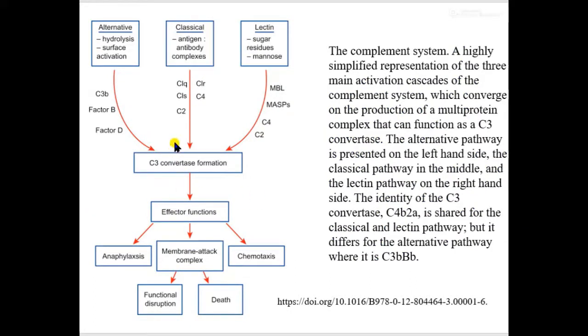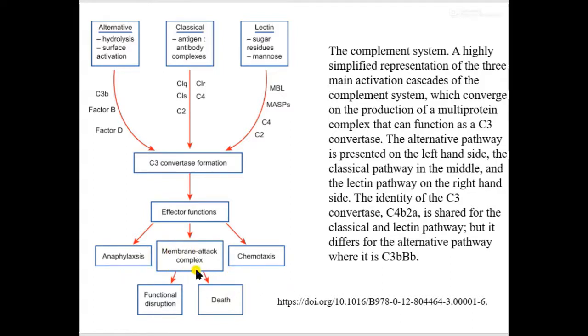Now, whatever be the pathway, I told you there are three different pathways or conditions by which the complements will be activated. Whatever be the pathway, the most important component is the C3 convertase formation. And once the C3 convertase is formed, the different effector functions will be carried out, like anaphylaxis.